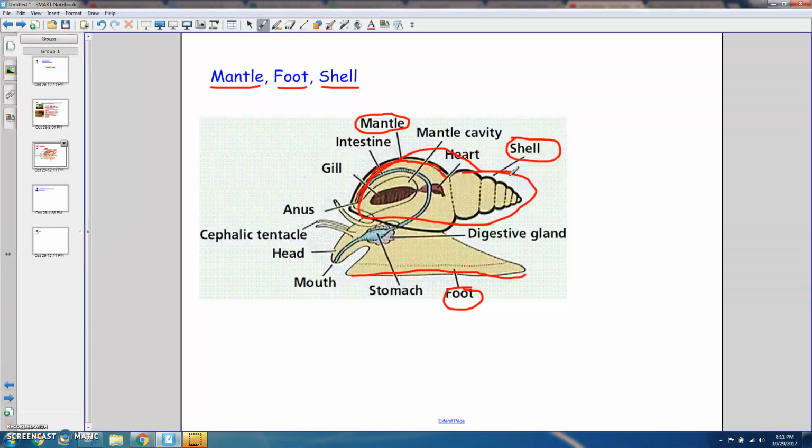Now, the snails that we're going to be working with are apple snails, and they exhibit all of these. As you can see, they have a head, they have a mouth, and they have an anus. So they have a complete digestive system.